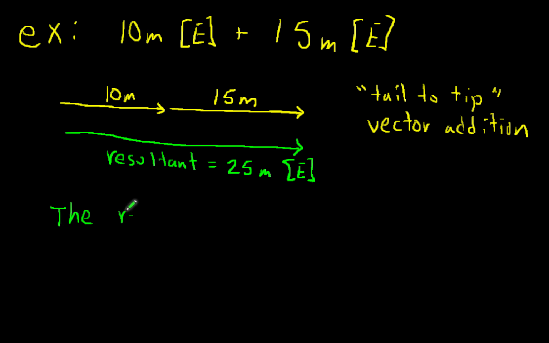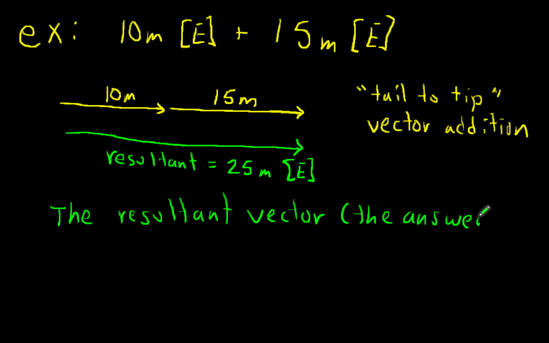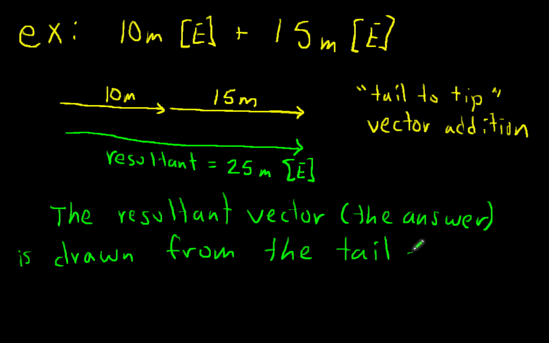The resultant vector, or the answer, is drawn from the tail of the first vector to the tip of the last. This is why we call it tail-to-tip vector addition, because it tells us how our answer is drawn.